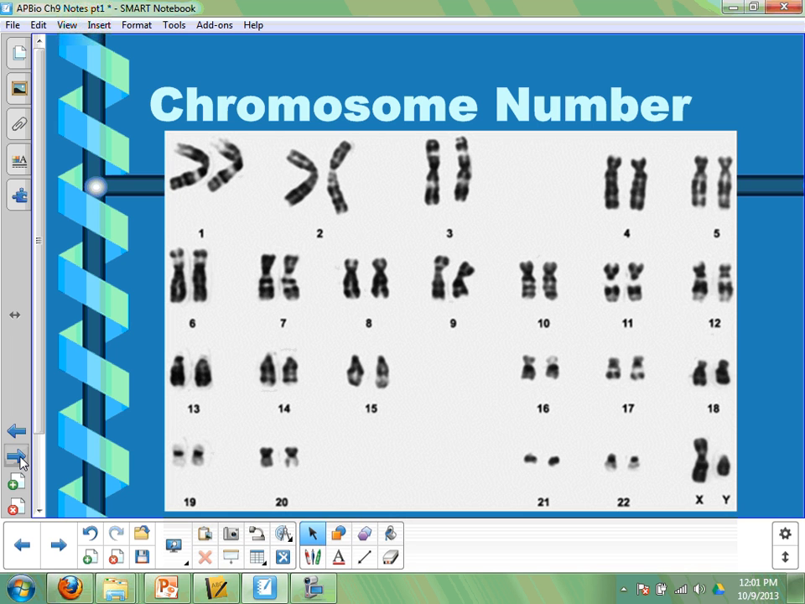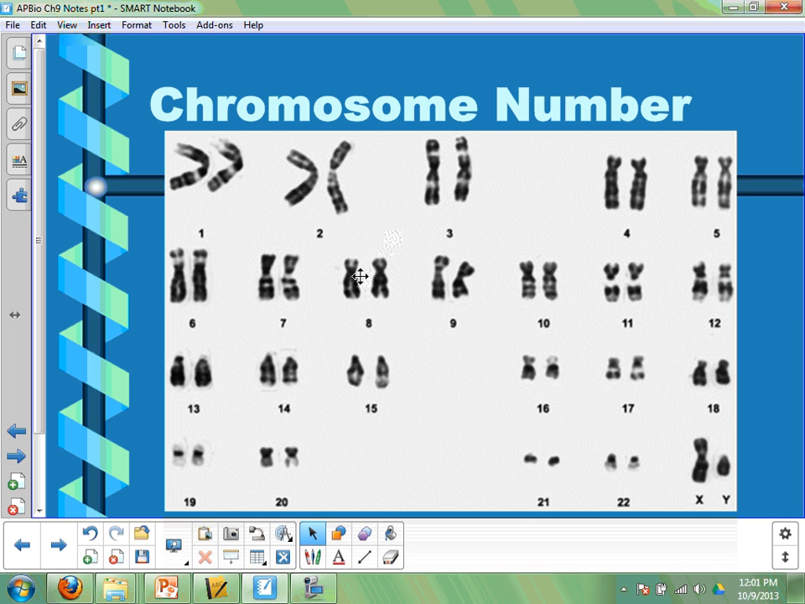And we can see in each pair, if you take something like pair number 8, the two chromosomes look virtually identical to each other. You can see on some of these, like pair number 3, dark and light banding patterns, and those banding patterns are identical in the two. They're the same size, they're the same shape.